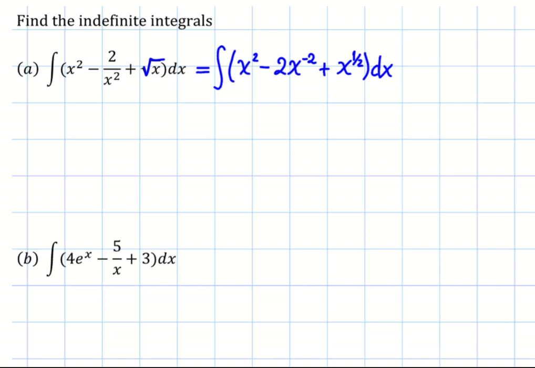And then we just integrate. The power rule says the integral of x to the n is x to the n plus 1 over n plus 1, plus c. That only works if n is not equal to negative 1. Right?